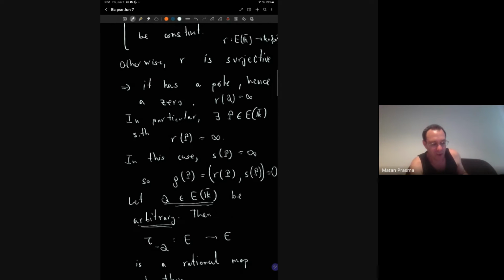Right? So it means that there is a point Q such that R of Q is infinity, and there is a point Q prime such that R of Q prime is zero. Is this clear? Yes. Okay, so this is what is said here. It has to have a pole and a zero.